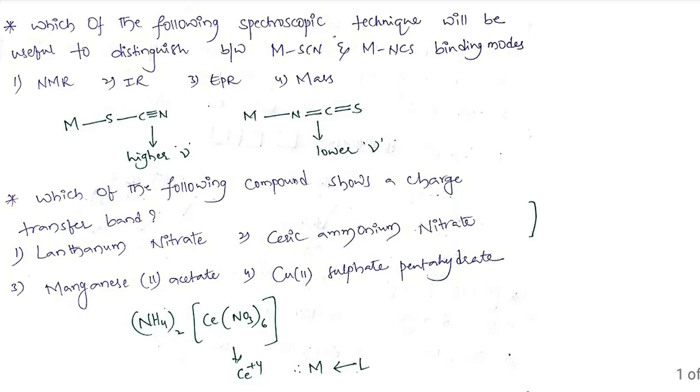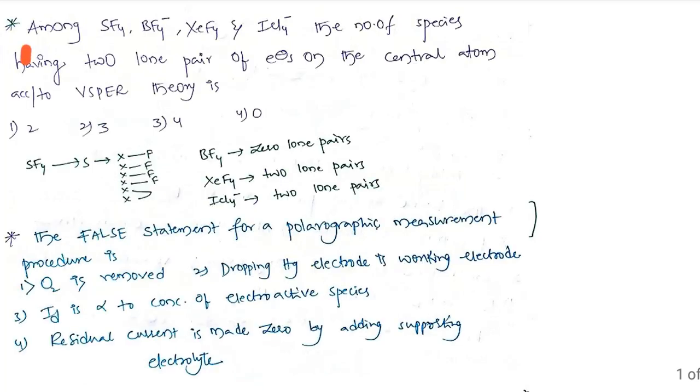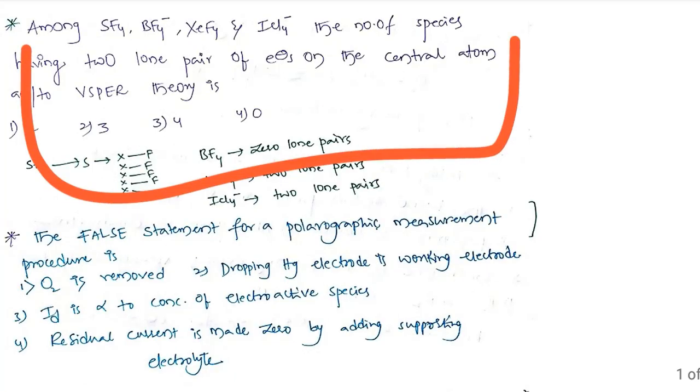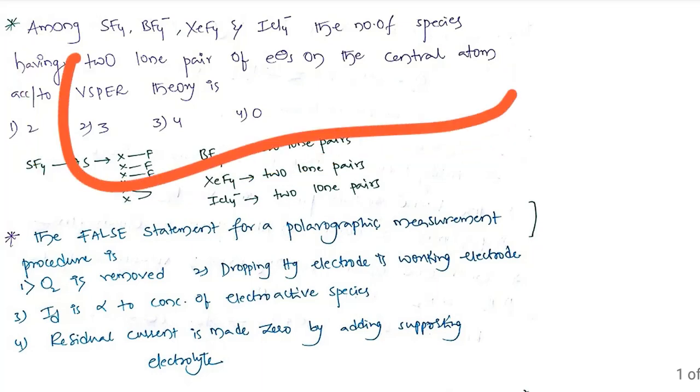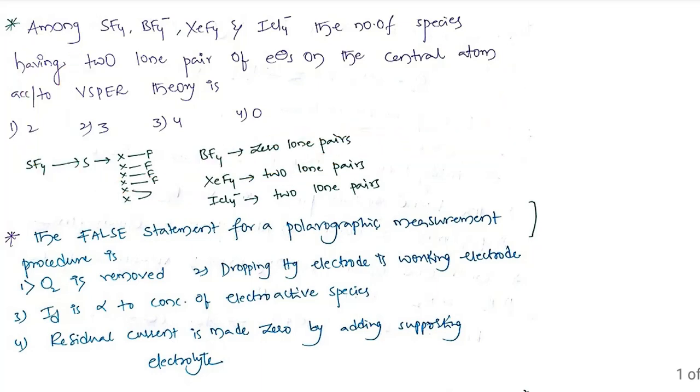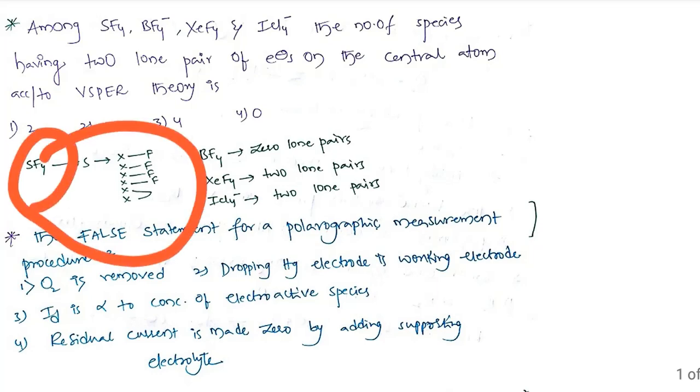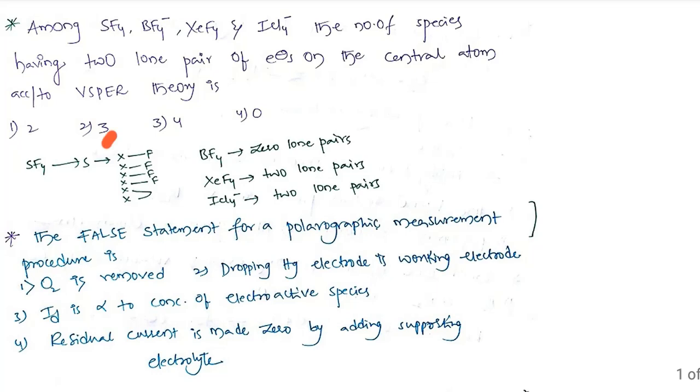Right. Next one, among SF4, BF4 minus, xenon tetrafluoride and ICl4 minus, the number of species having 2 lone pairs of electrons on the central atom according to VSEPR theory. So we can use this method always. We need to look for the central atom, that is sulfur, and it has 6 valence electrons, and of those 6, 4 valence electrons make sigma bonds with 4 fluorines, and here we have 2 electrons which are free. That's why we consider it as 1 lone pair.